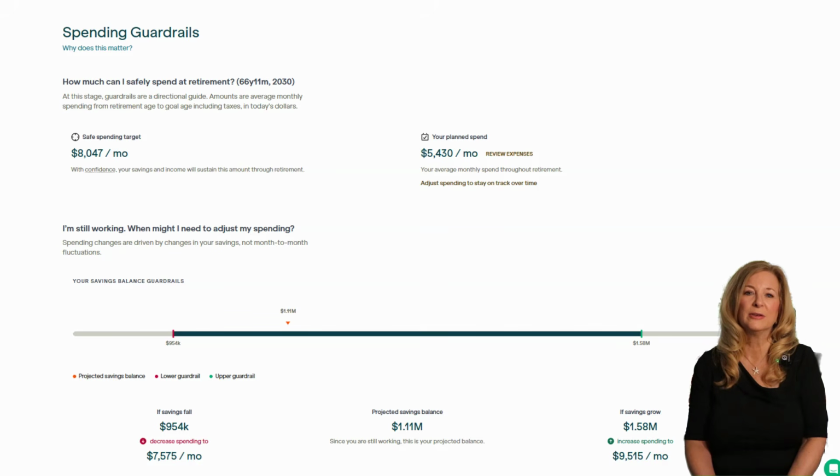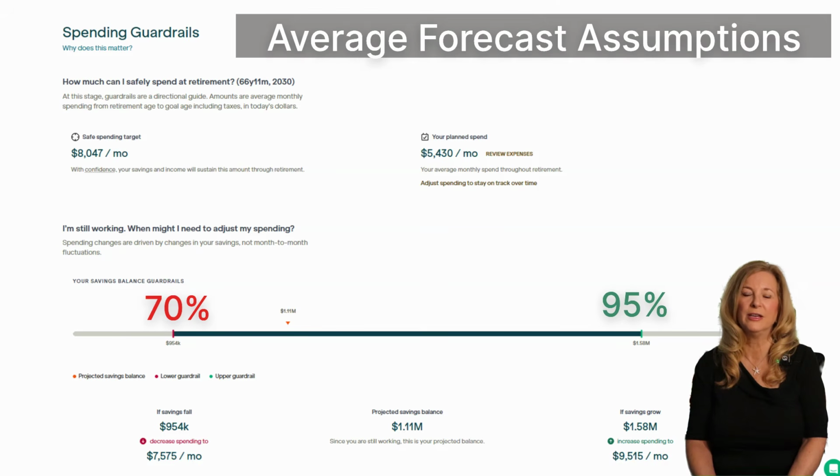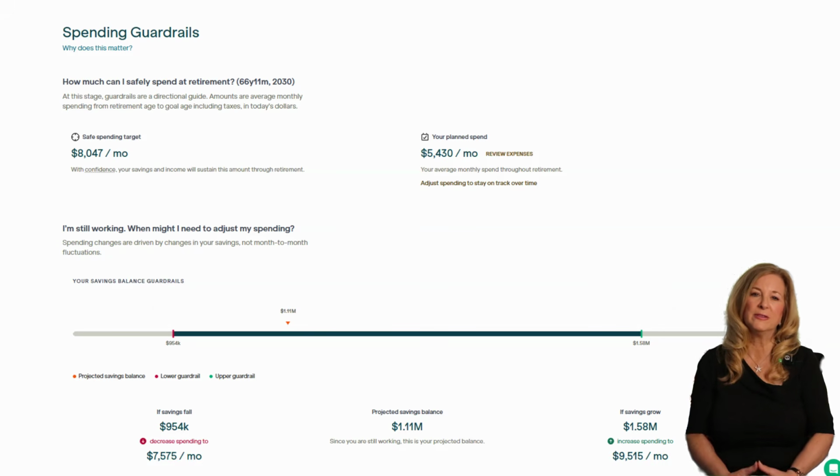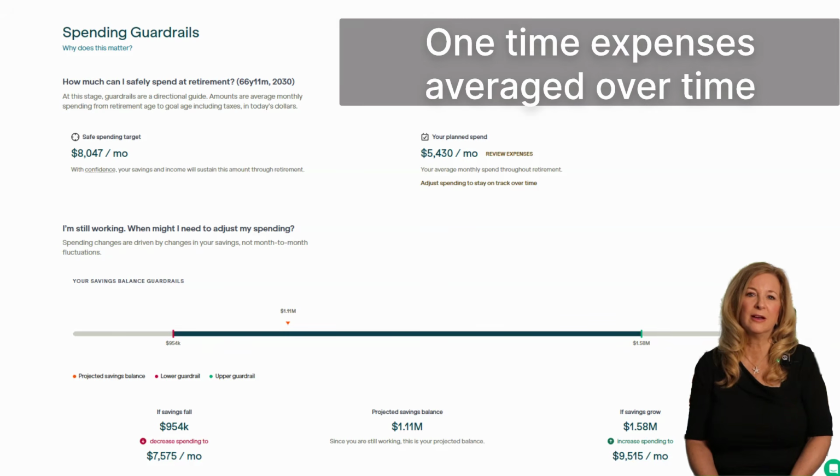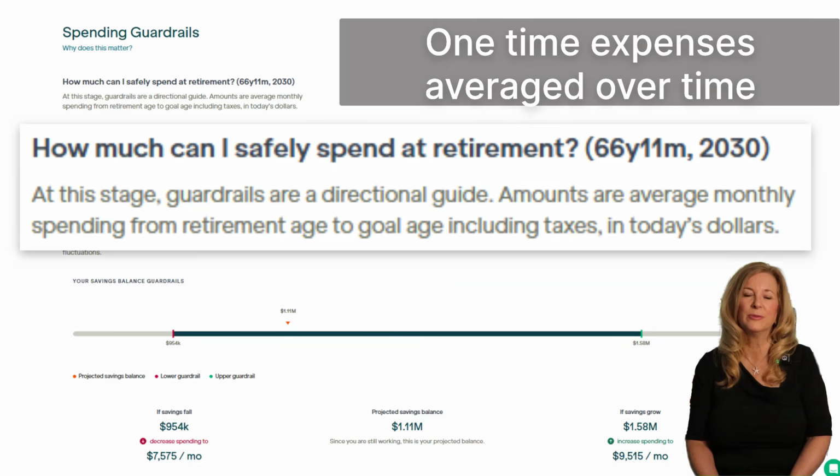While the Spending Guardrails tool is a powerful way to manage your retirement budget, there are a few key limitations to keep in mind. The tool currently runs exclusively on your average forecast assumptions. It does not reflect the optimistic or pessimistic toggles you might use elsewhere in the planner. Now let's talk about pre-retiree actionability. If you aren't retired yet, the tool provides a safe spending target based on your projected balance at retirement. Those only become actionable once you are actually in retirement.